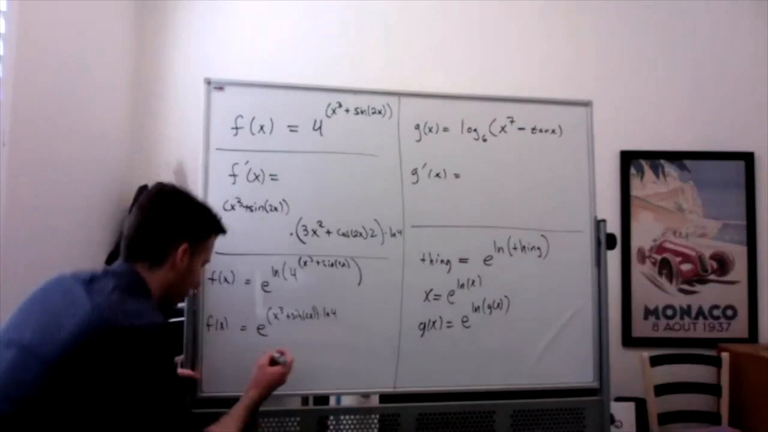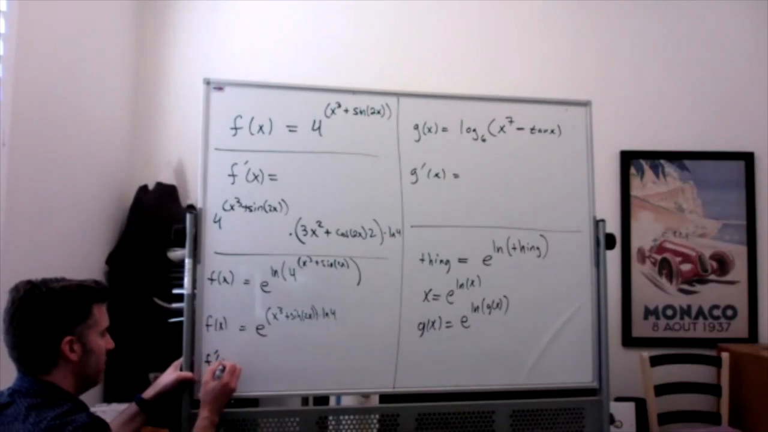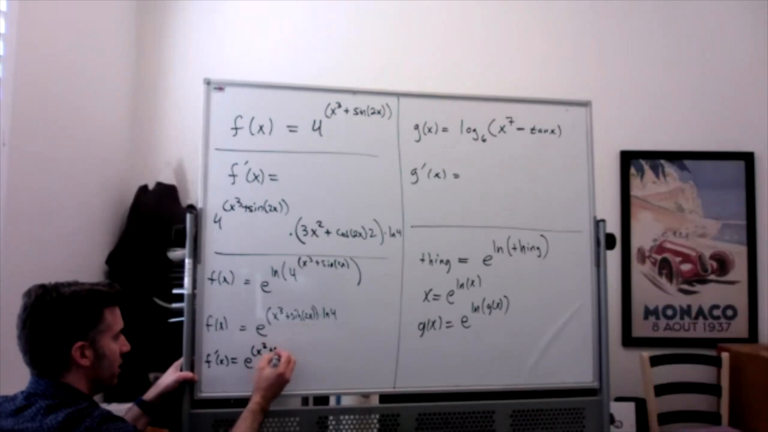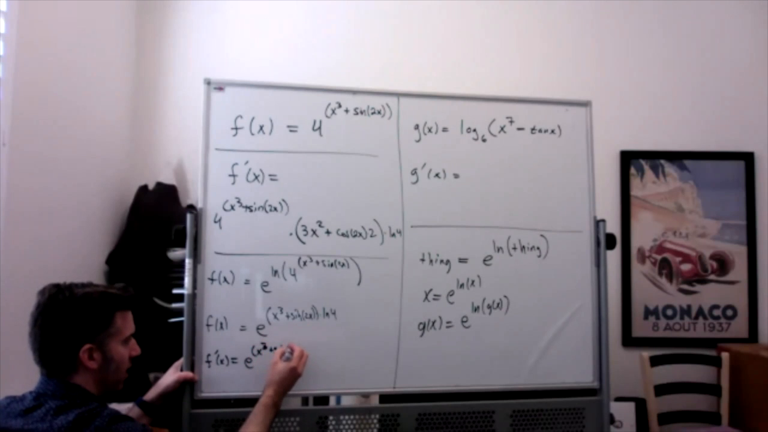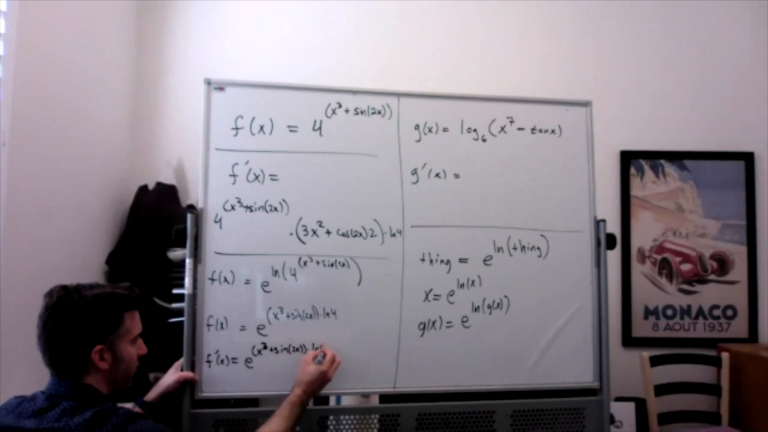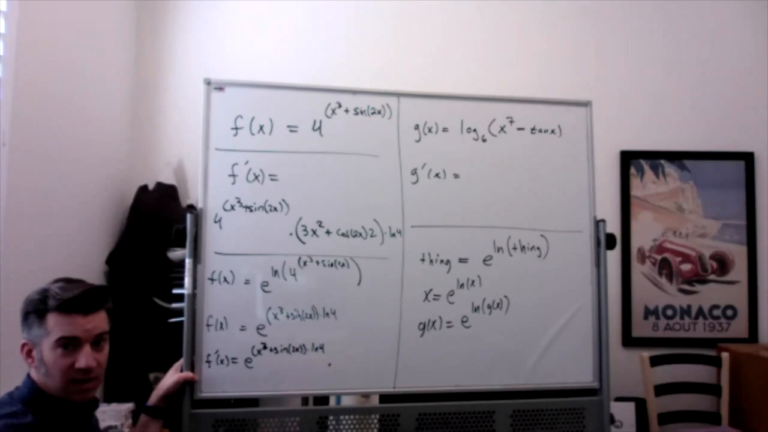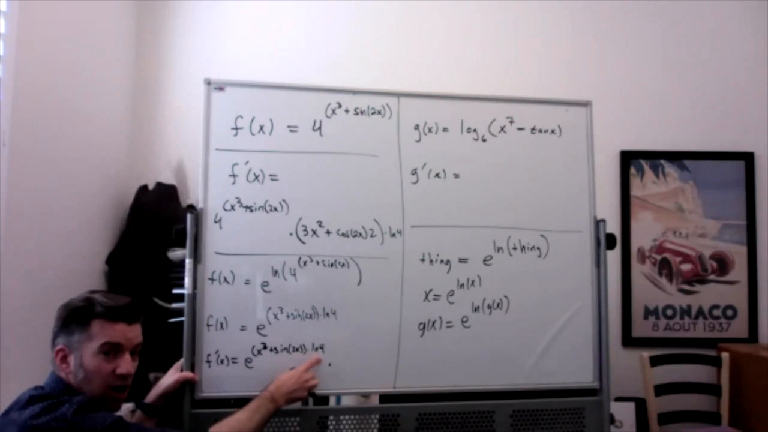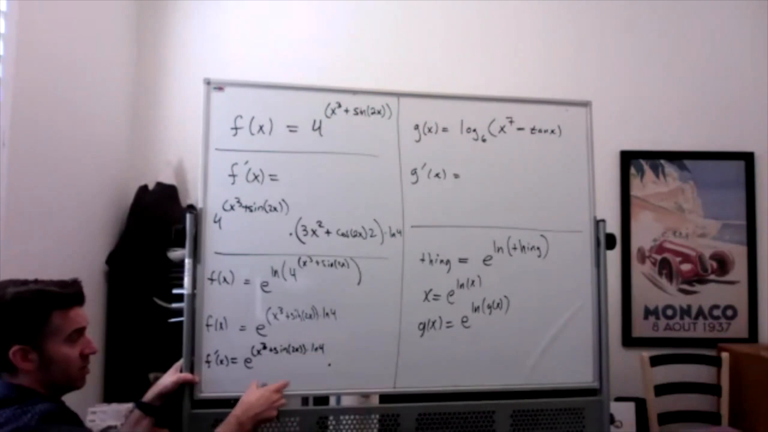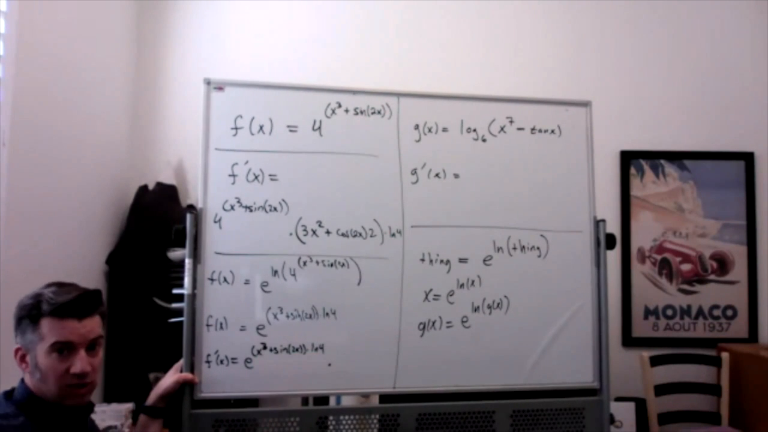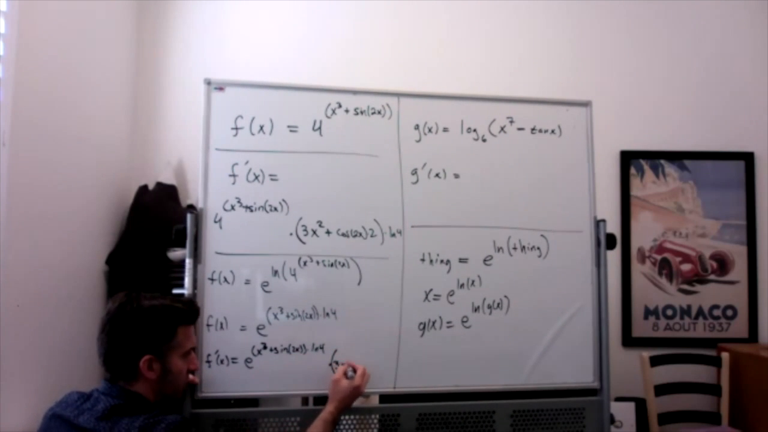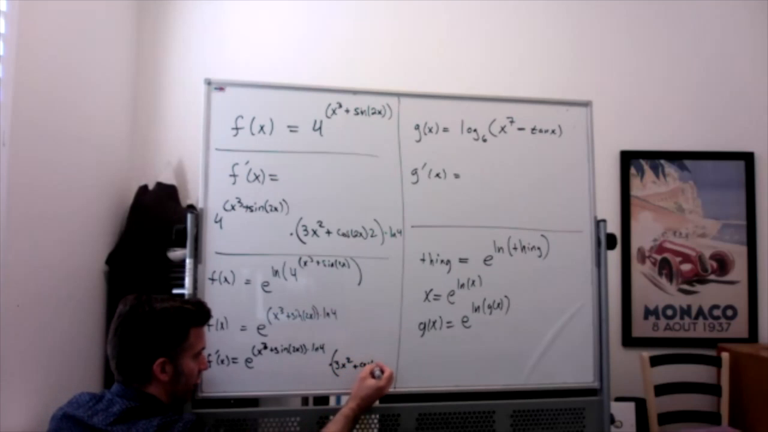So here's the rest of the work. The derivative of e to the stuff is the same e to the stuff, e to the x cubed plus sine of 2x, times the natural log of 4 times the derivative of that stuff. So the derivative of that stuff is, well, check it out. We have some variable thing times a constant. When you take the derivative of a variable times a constant, you just leave the constant multiple. So you're going to get the derivative of this stuff here, which is 3x squared plus cosine of 2x times 2, and then times that constant multiple.